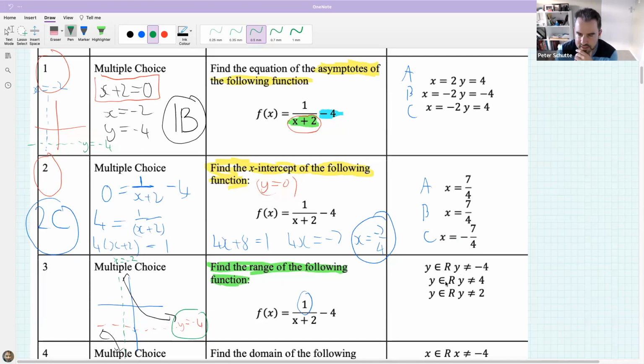I think that can't be right. So y can be any real number, but y cannot be -4. That's because the asymptote is at -4. And so my answer here would be 3A.